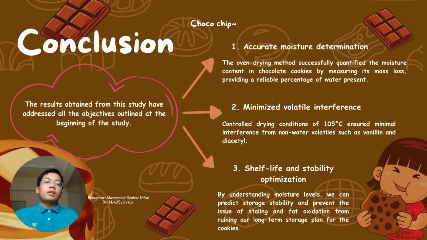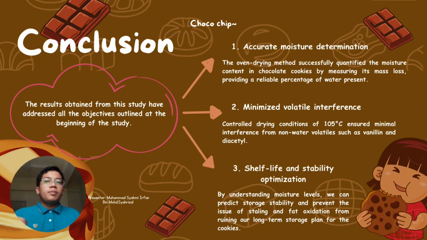Based on the gravimetric analysis conducted, the following conclusions can be drawn from the objectives. Number 1. Accurate moisture determination. The oven dry method successfully quantified the moisture content in chocolate cookies by measuring its mass loss to provide a reliable percentage of water present.